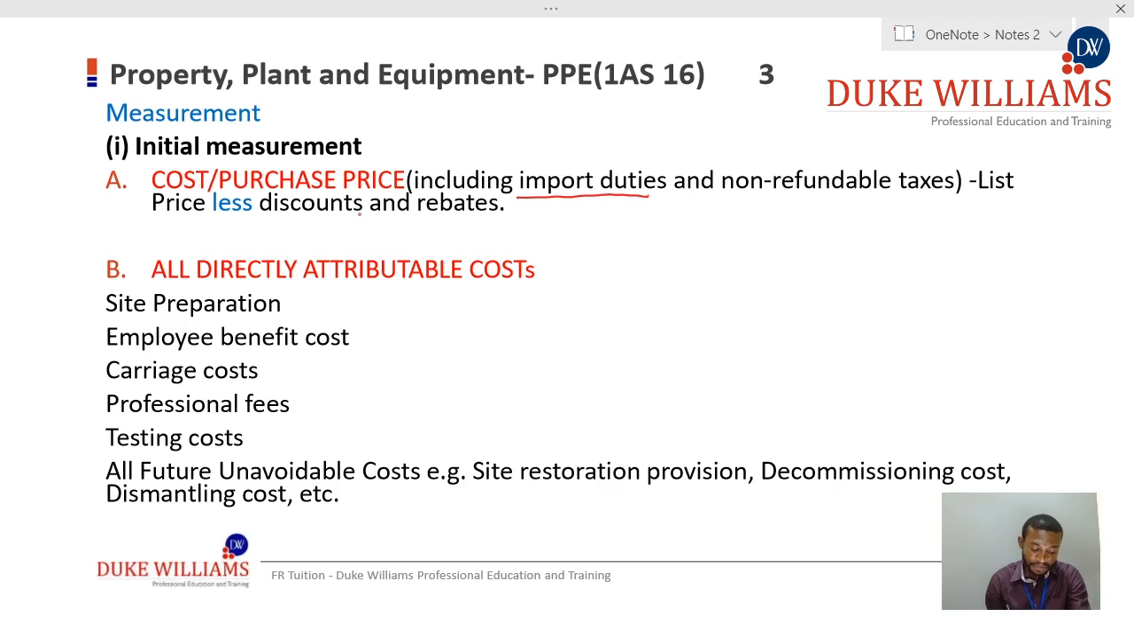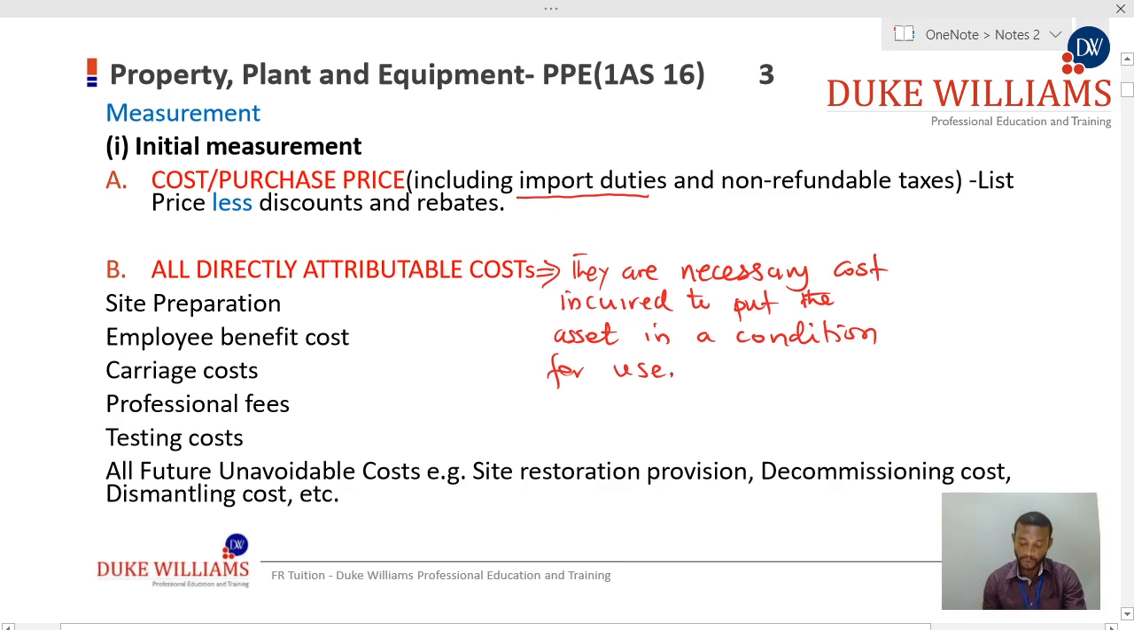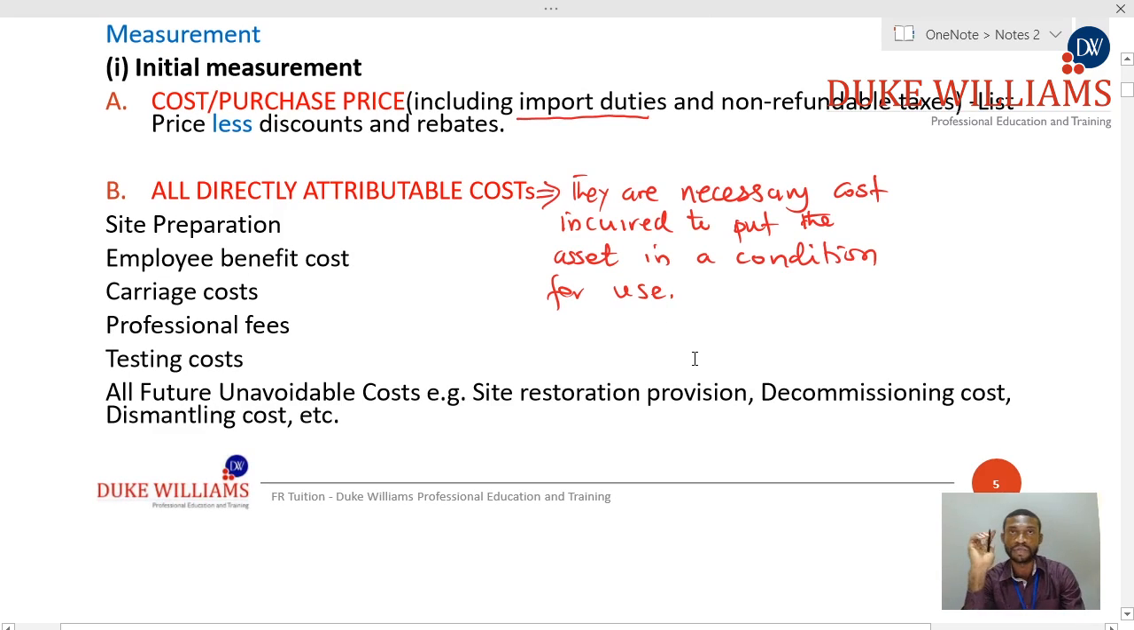Then we add all directly attributable costs. We say that they are necessary costs incurred to put the asset in a condition for use. All these costs are necessary to put the asset in a condition for use, and we say that they are directly attributable cost.